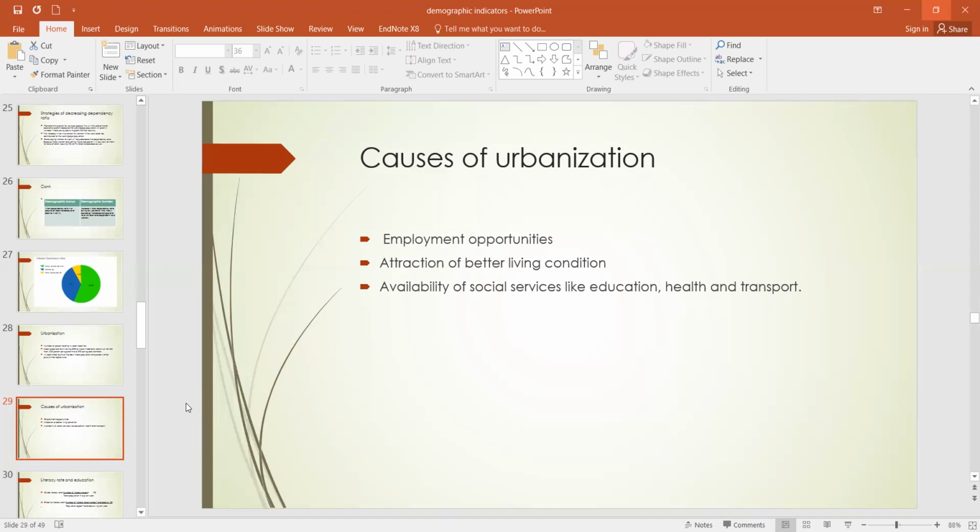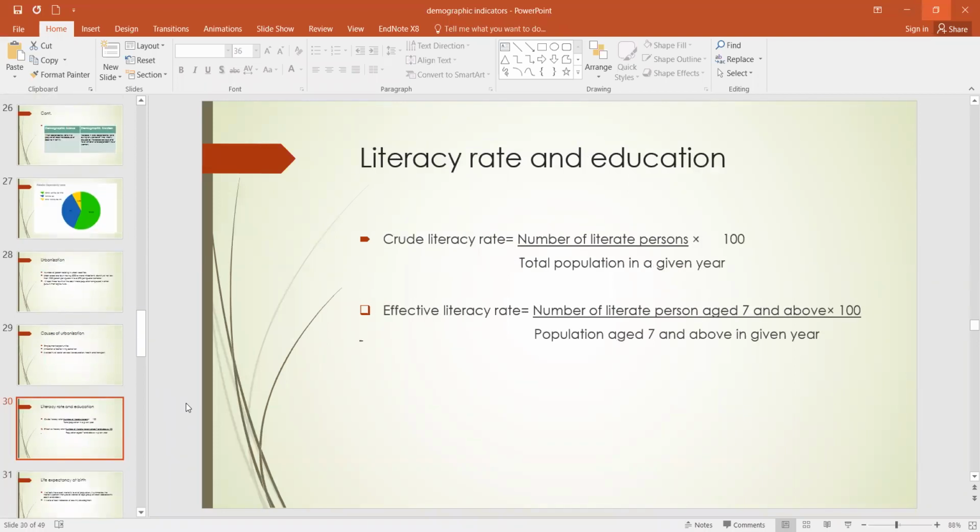What are the causes of urbanization? Employment opportunities, attraction of better living conditions, and availability of social services like education, health, and transport. So that's why there has been an increase in urbanization during the last 2-3 eras.